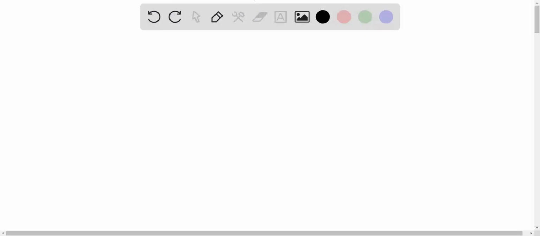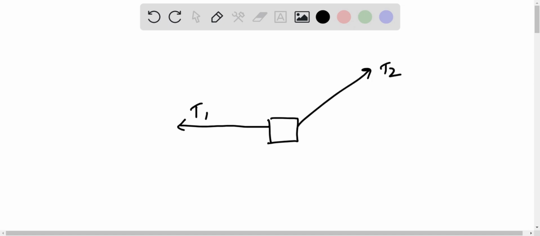Hello, in this question, the situation is something like this. This is the cable having tension T1. This is the cable having tension T2. This angle is known to us, that is 36.4 degrees. This is the mass M, and the value of M is 34 kilogram. That means 340 newtons acts downwards.